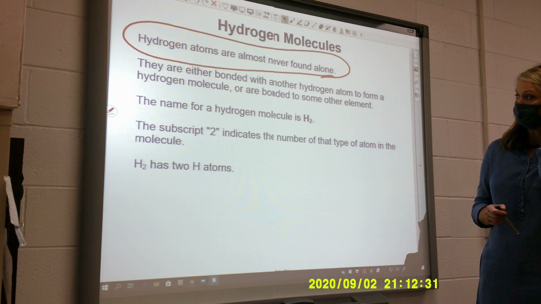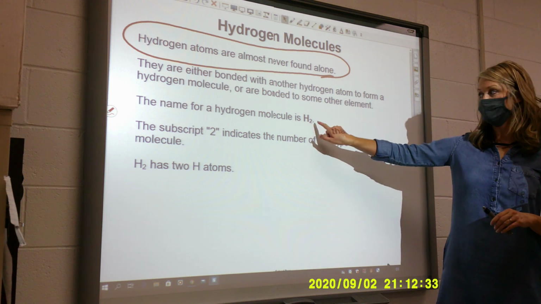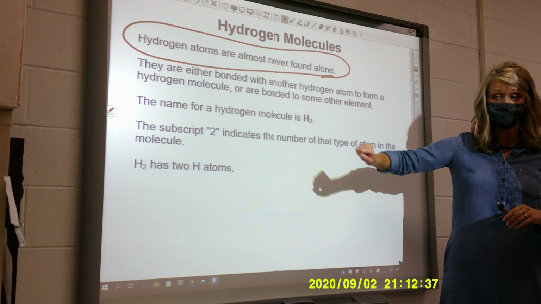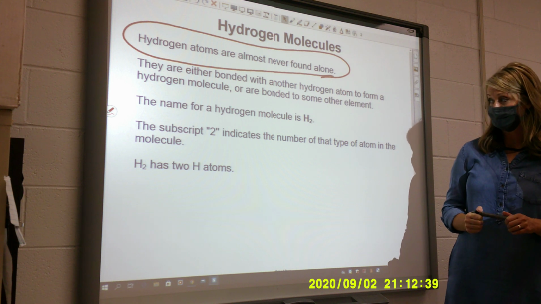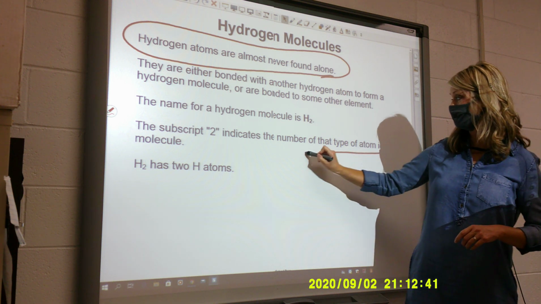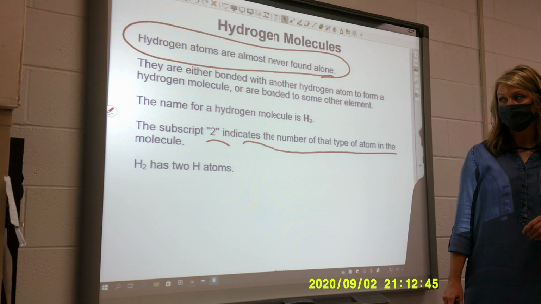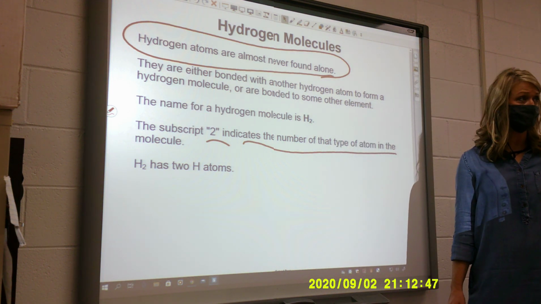The name for hydrogen molecule is H2. This number 2 means there are 2 atoms of hydrogen. The subscript 2 indicates the number of that type of atom in the molecule. H2 has 2 hydrogen atoms.